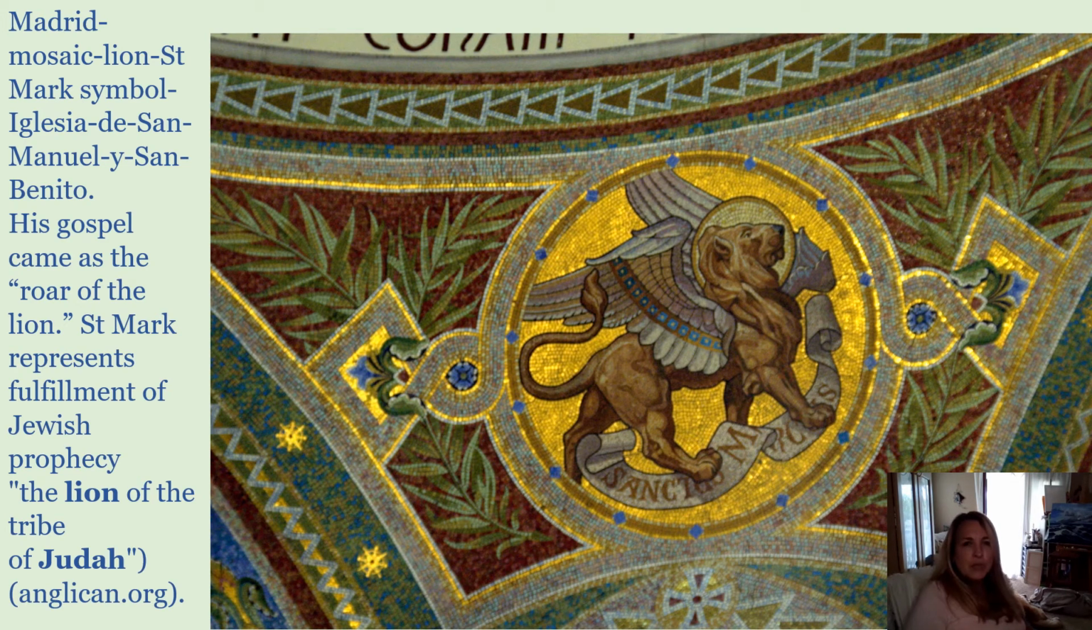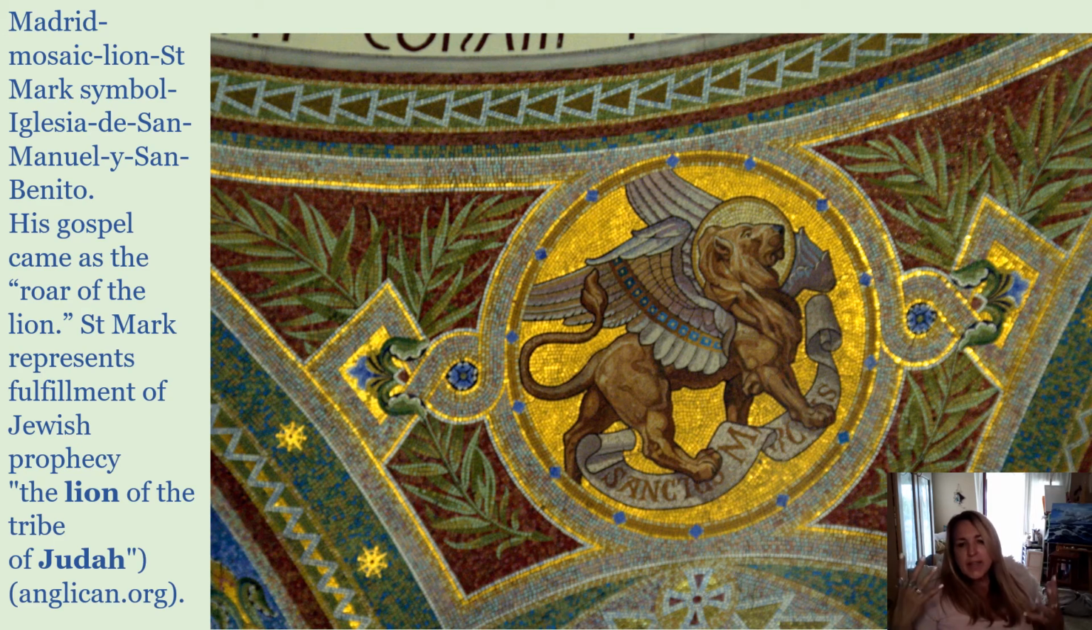In Madrid, a mosaic lion. This is a symbol of St. Mark at the Iglesia de San Manuel de San Benito. And Iglesia means church. His gospel came as the roar of the lion. St. Mark represents the fulfillment of Jewish prophecy of the lion of the tribe of Judah. And so here, just beautiful details. The mosaic is gorgeous and so meticulously rendered, just little tiny details.